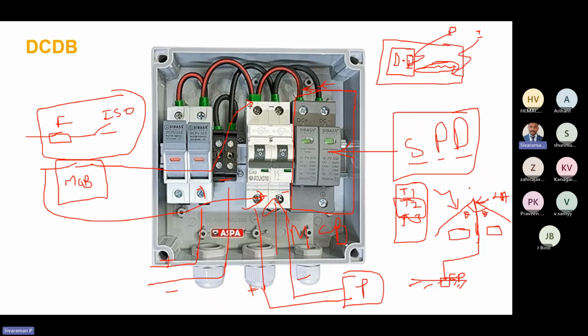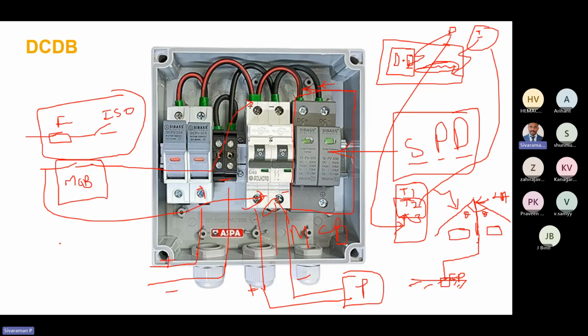If you are not using a lightning arrestor, then we have to go with the type 3. Type 2 is for indirect type of protection, and for direct type of protection, it is type 3. There are some characteristics there.